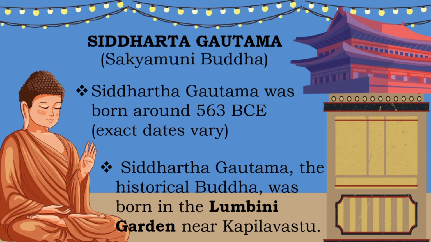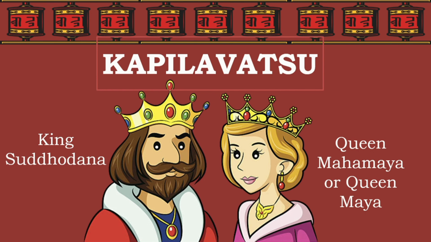Next, Siddhartha Gautama was born around 563 BCE. So ito pong date na to, pwede po siyang mag-vary depending on the references that you browse. Siddhartha Gautama, the historical Buddha, was born in the Lumbini Garden near Kapilavastu or Kapilavatsu in other references. So itong Kapilavastu is a kingdom in India. Okay, so pinamumunuan itong Kingdom of Kapilavatsu ni King Suddhodana and Queen Mahamaya or Queen Maya, which is the parents of Siddhartha Gautama. So it means, makukonclude natin si Siddhartha isa siyang prinsipe.